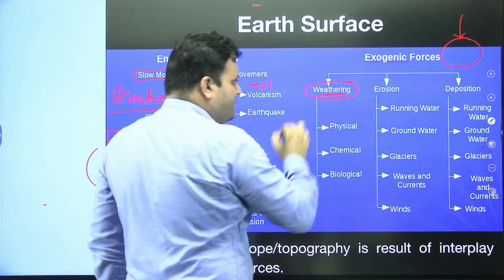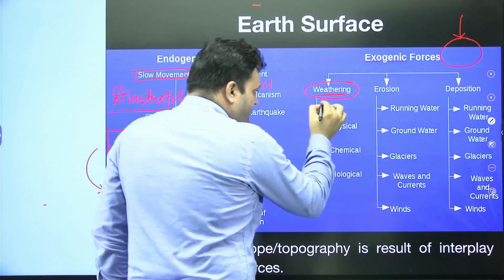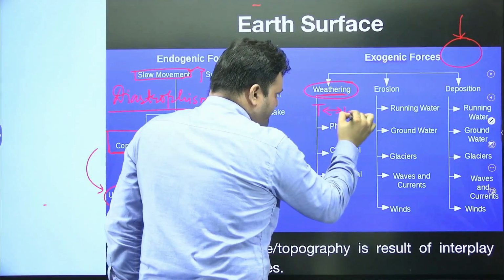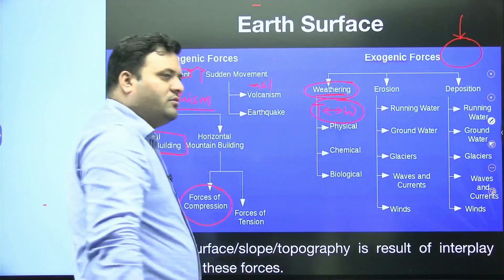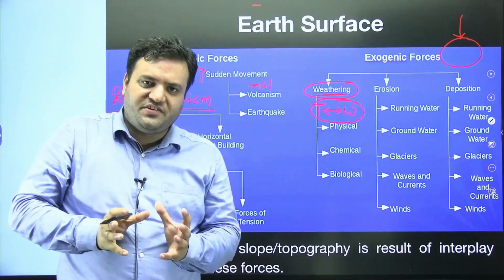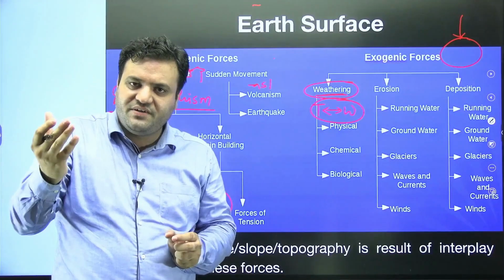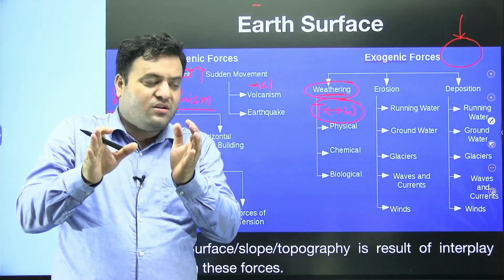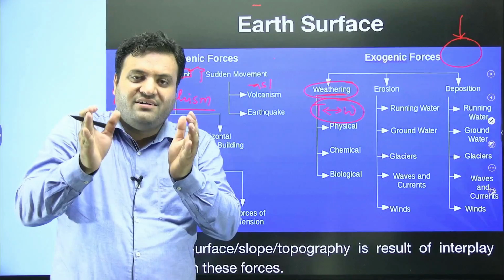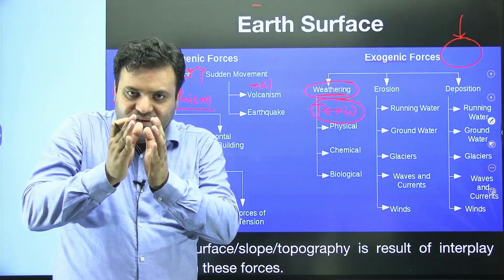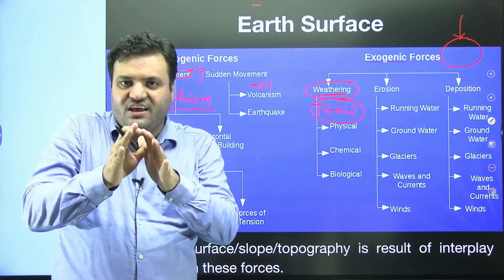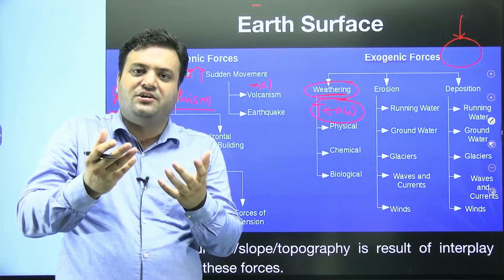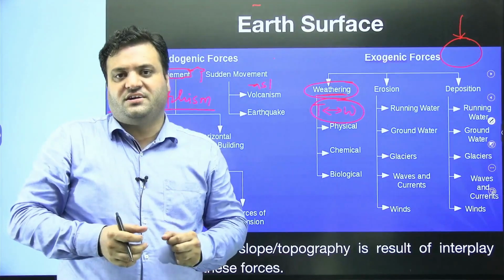Weathering. Weathering means what? That when there is temperature and when there is water. So the combination of temperature and water means when the temperature increases, water has a tendency to expand. When temperature decreases, water has a tendency to shrink. So this expansion or shrinking would actually result in the destroying of our rock.